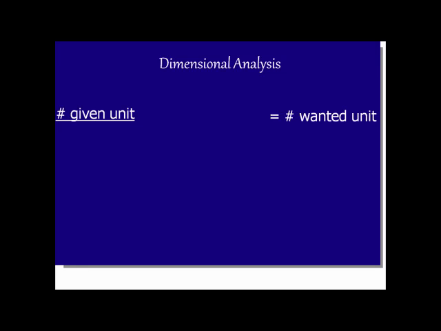Now, how we get from the given unit to the wanted unit is the term we looked at earlier, which is the conversion factor. So we're always multiplying by a conversion factor. Conversion factors always have a numerator and a denominator. And we know this, that I need the given unit to cancel, so it is going to go in the denominator. And I want my final answer to have a specific unit, and that's going to go in the numerator. And here we can see that the given unit cancels.